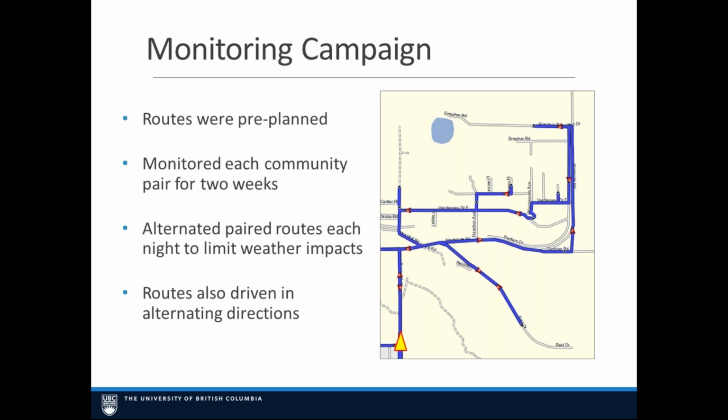The 2 paired routes were alternated each night, and this is to limit any weather differences between the routes. For example, if we had a cold spell, it would hopefully impact both of the routes equally. And then routes were also driven in alternating directions to limit the effects of temporal patterns. So you don't want to always monitor the same spot at the same time of the evening.